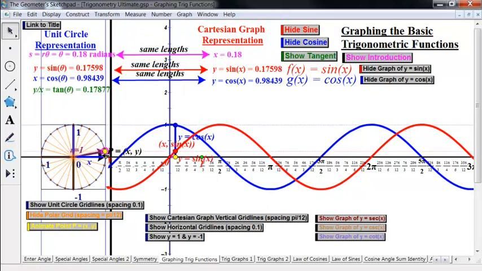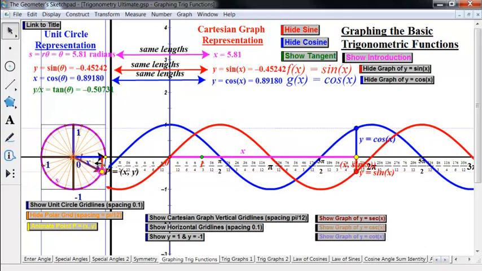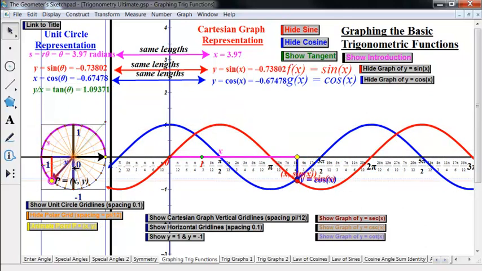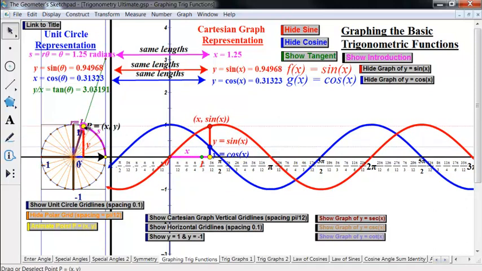Okay, and so we can see how that point moves around. It's the same x value, but different y values over on the right, which correspond to the x value for cosine and y value for sine of the point P over here. Now we want to find what happens with tangent.